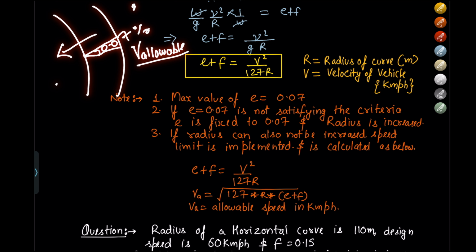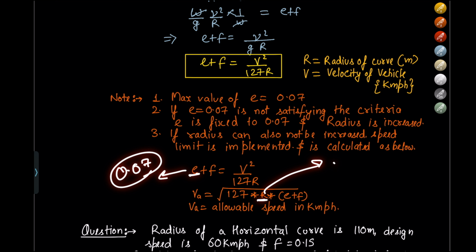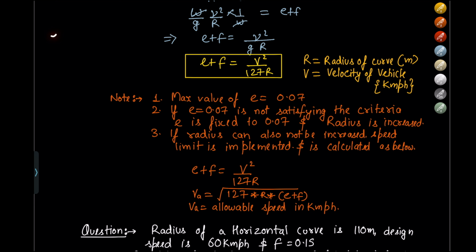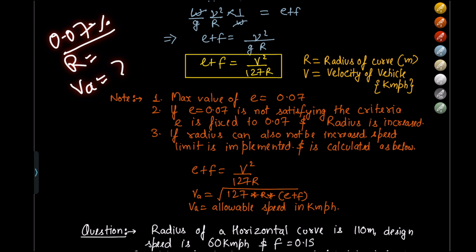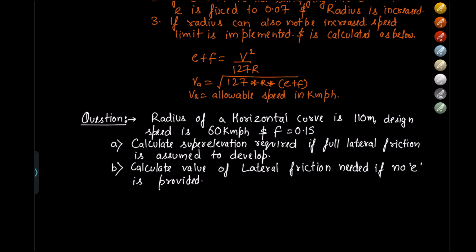To calculate that value, we have E plus F is equal to V square upon 127 R. E will be fixed to 0.07, R is fixed to whatever value is given in the question, and V allowable is the allowable speed for 0.07 of super elevation. For that particular R, we can find out the allowable speed. That is this. And next, we'll look at this question.